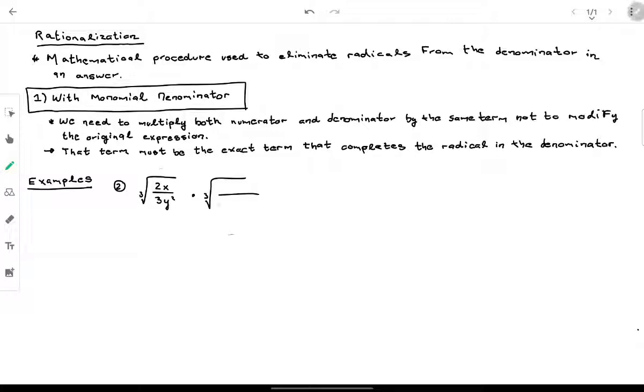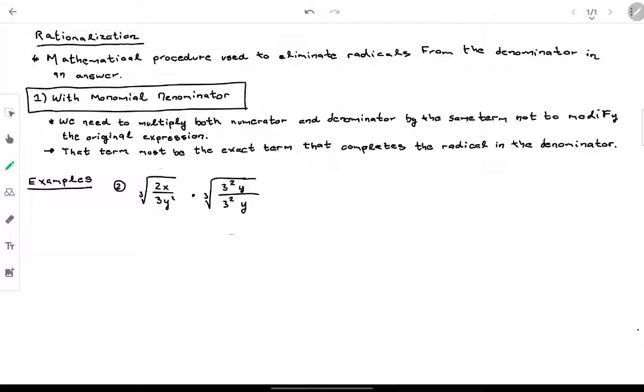To become a 3 cubed, we will need to multiply it by a 3 squared. And in the case of the y squared, we need to multiply it by the y in order to become y cubed. And remember, if I put that specific term on the denominator, we need to put it also on the numerator part in order not to modify the original expression.